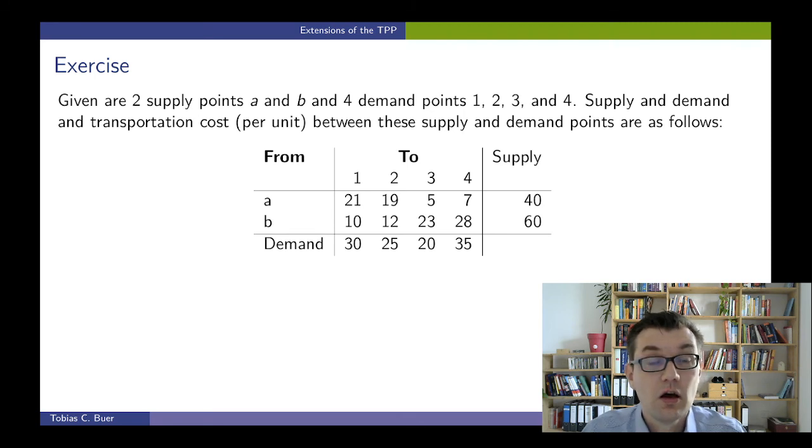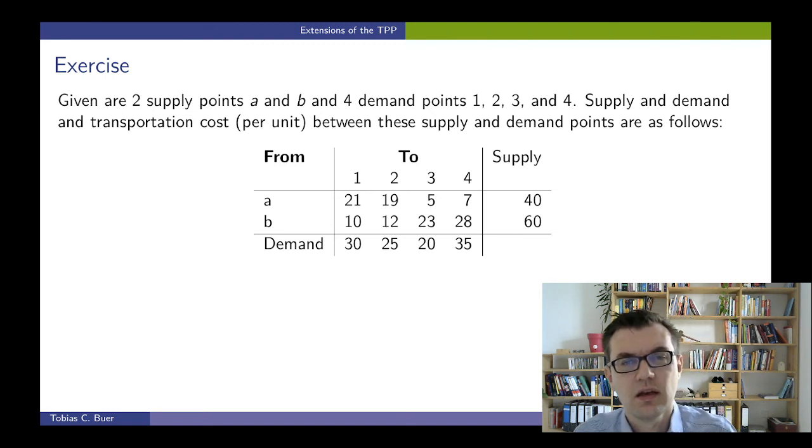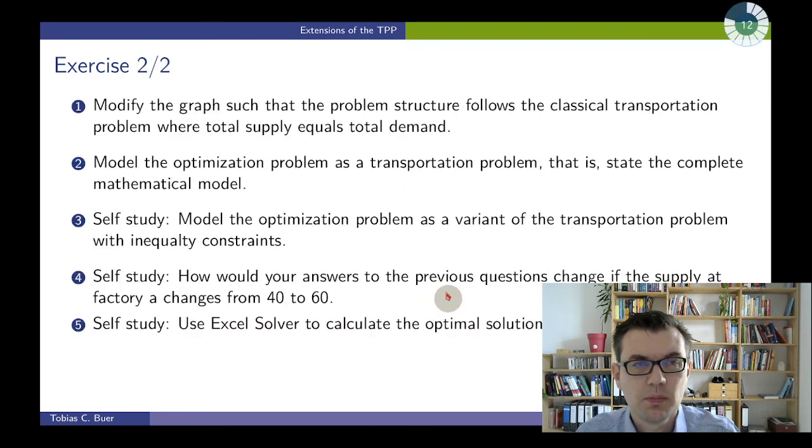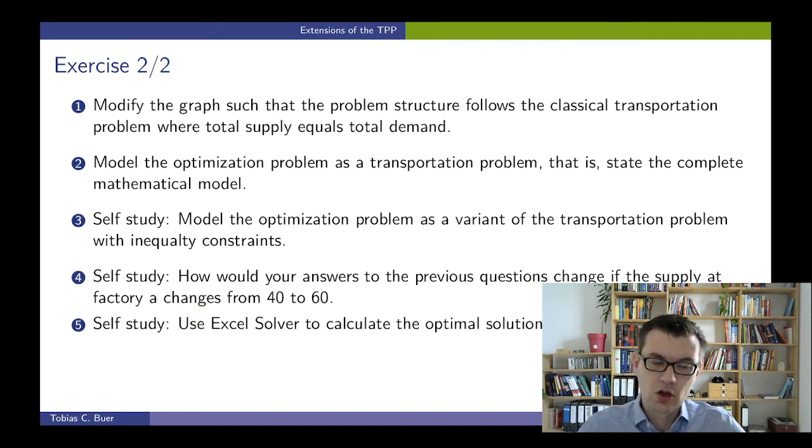First of all, model the standard version of this problem in Excel. You will see that the total demand is unequal to the total supply. So you need to do some modifications to the standard modeling approach. Do these modifications and solve the problem. This is a graphical representation of the problem, and here are some more individual steps that help you to solve this problem. Good luck with this.